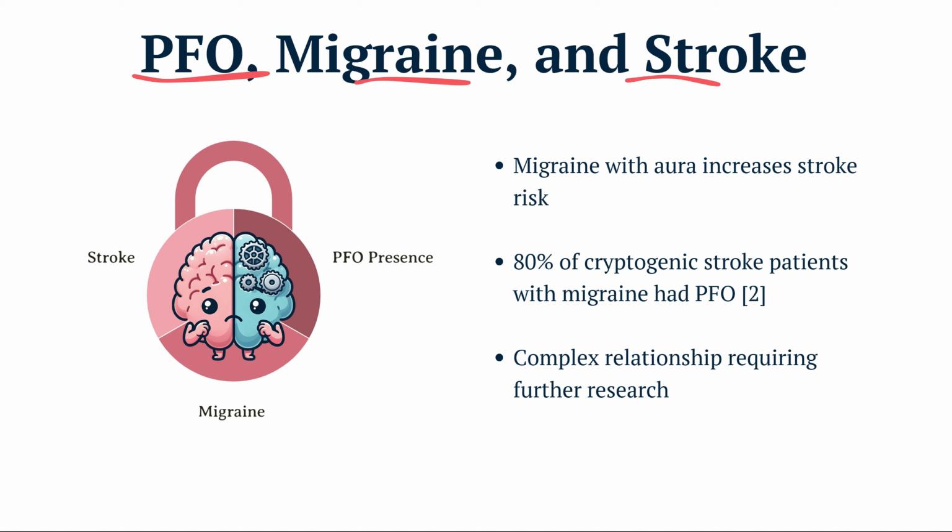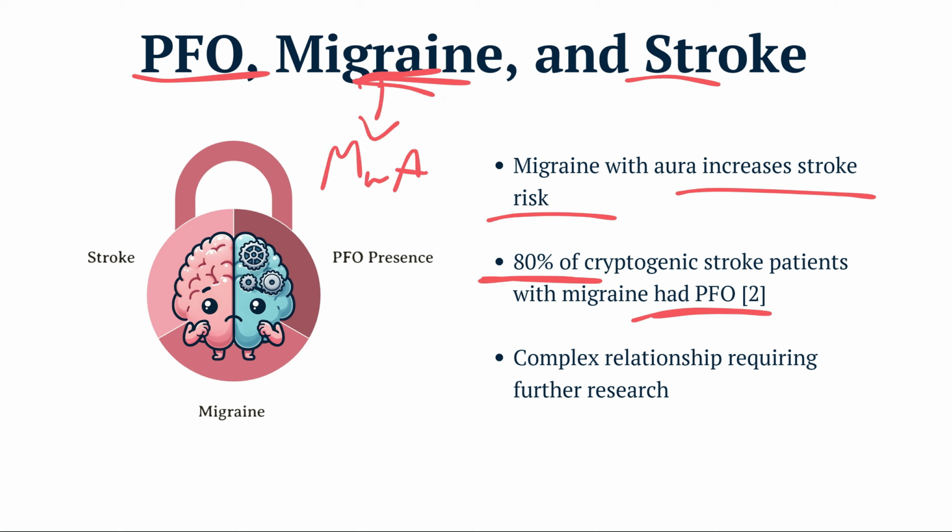Migraine patients, especially those with aura, have an increased risk of stroke. There's also high prevalence of PFO in patients with unexplained or cryptogenic strokes. Nearly 80% of cryptogenic stroke patients with migraine had a PFO. The relationship between these three conditions, PFO, migraine, and stroke, particularly migraine with aura, let me actually just write that here because it's very important, appears to be related in complex ways that we're still working to understand fully.